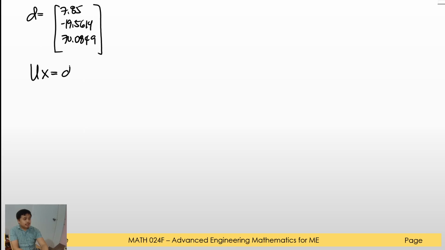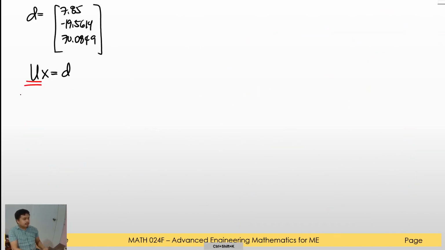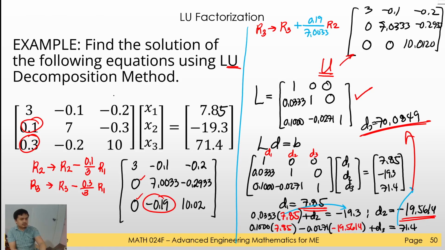UX is equal to D, no? Sorry. Okay, so we have the matrix U as this. We will write this down again. This is a very long solution. I feel bored.